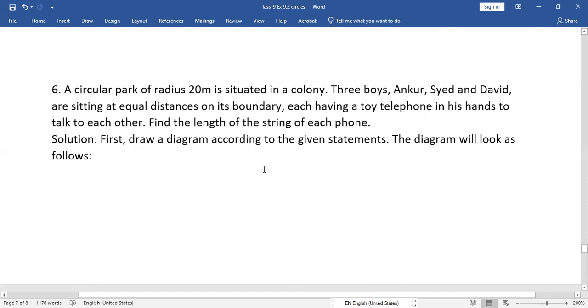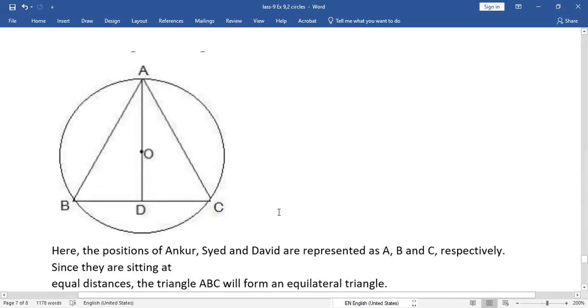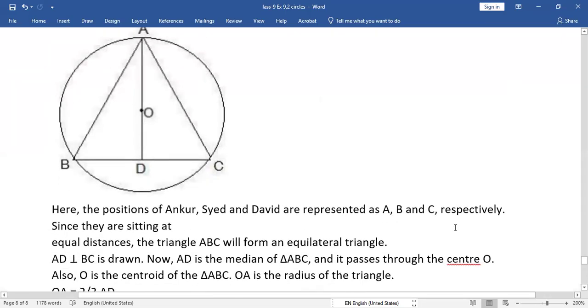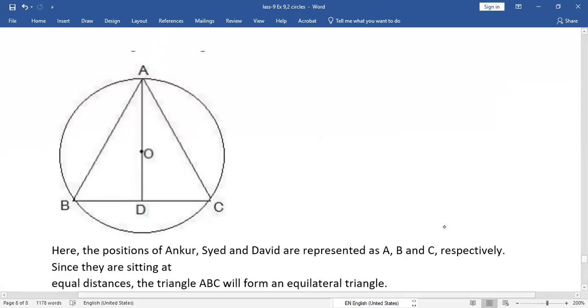Draw a diagram. Ankur, Syed and David are represented as A, B, C respectively. A, B, C. Very good. This is Ankur, then B side, then A side. C is David.